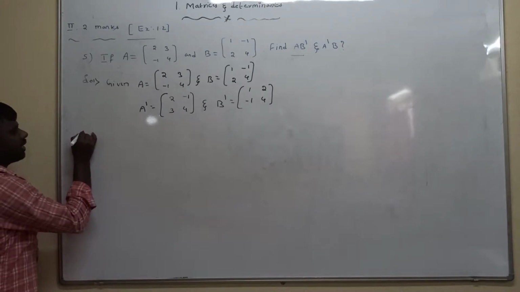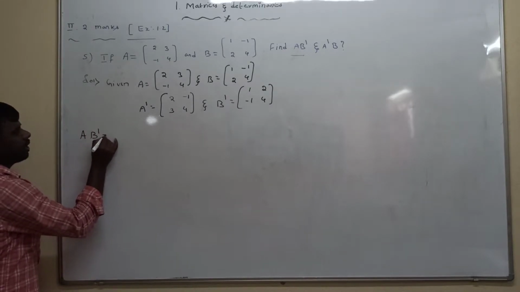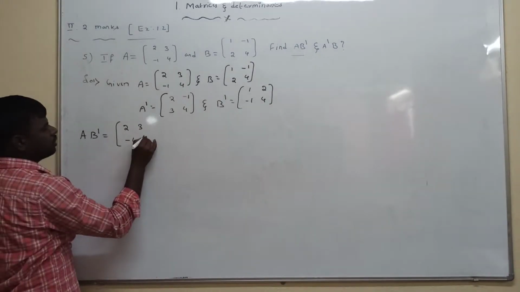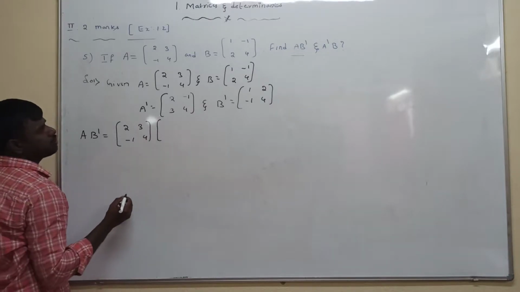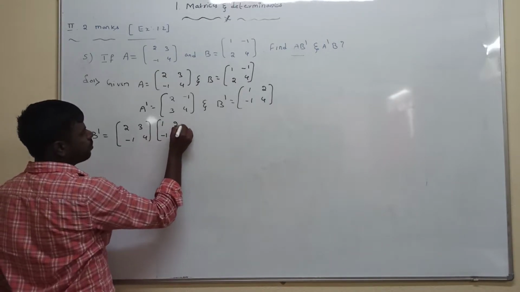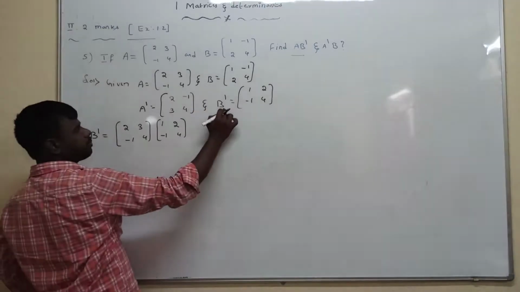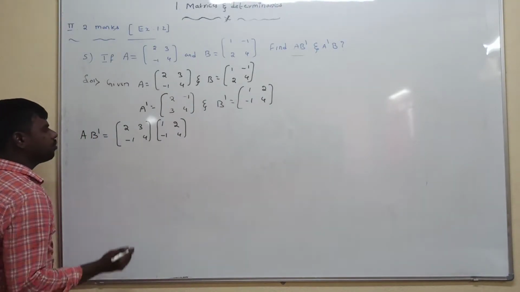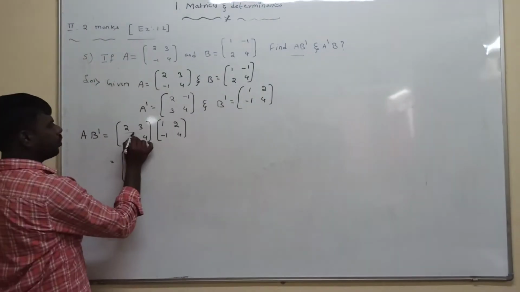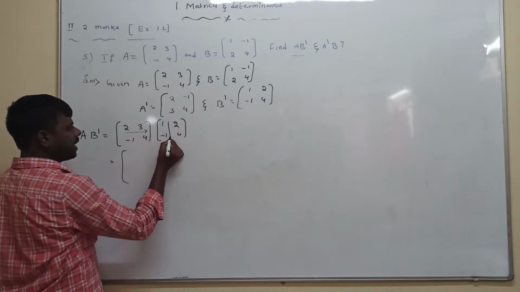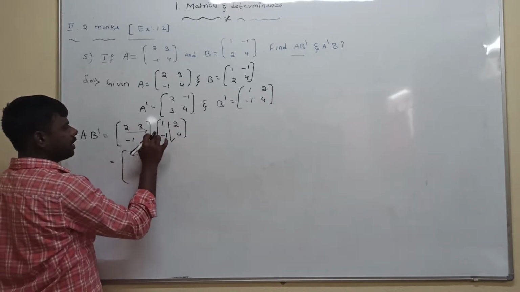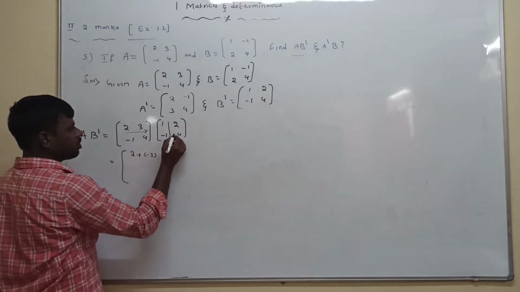So we need to calculate A into transpose of B. Now substitute A matrix, which is 2, 3, minus 1, 4. Next substitute transpose of B, which is 1, 2, minus 1, 4. Now applying the matrix multiplication condition, first row of the first matrix with first column of the second matrix: 2 into 1 is 2, plus 3 into minus 1 is minus 3. First row, first column is over.